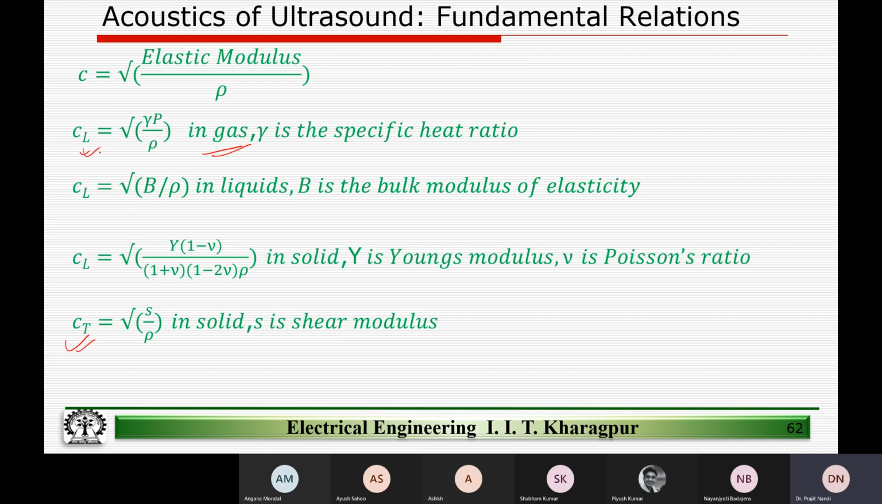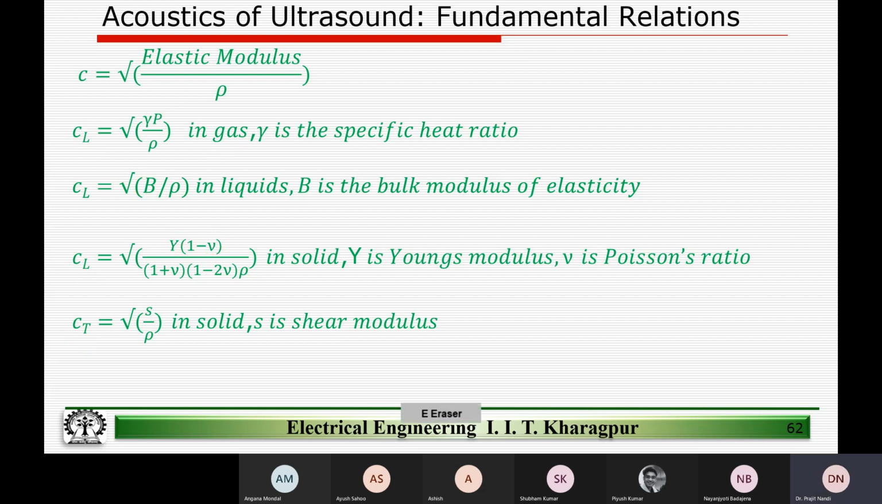So this is for gas. Gamma is the specific heat ratio, P is the pressure, and rho is the density. We need not go into the actual derivation of this. We'll take it from the physics guys, and we'll trust that they have done a right job. What these equations tell us is that the velocity is inversely proportional to density, or it is proportional to the elastic modulus, like B here, or Young's modulus here, or Poisson's ratio here. As long as we understand the basic relation, we are good.